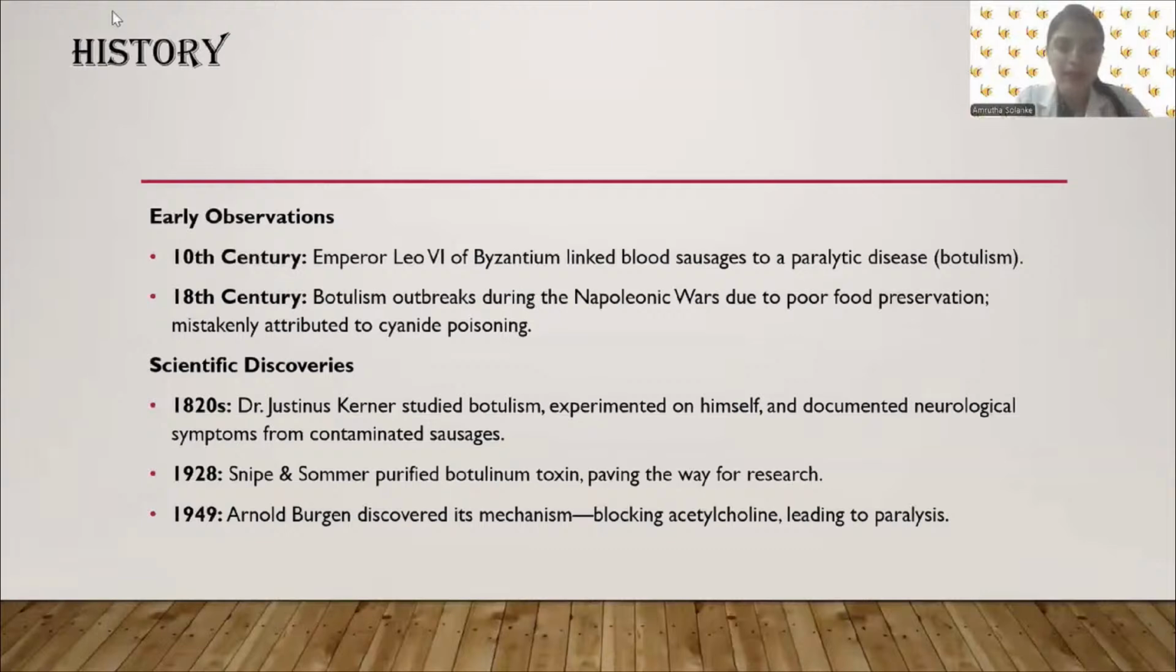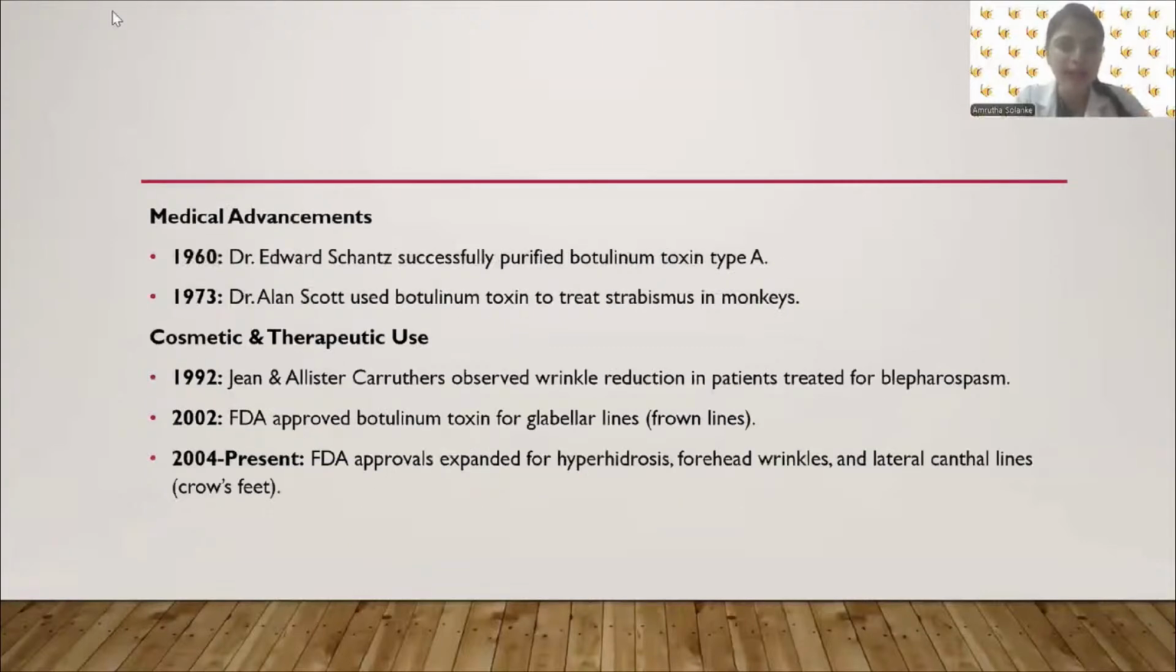Justinus Kerner studied botulism, experimented on himself and documented neurological symptoms from contaminated sausages. In 1928, Snap and Sommer purified botulinum toxin, paving the way for research. In 1949, Arnold Burgen discovered its mechanism, blocking acetylcholine, leading to paralysis. Medical advancement. In 1960, Dr. Edward Shantz successfully purified botulinum toxin type A.